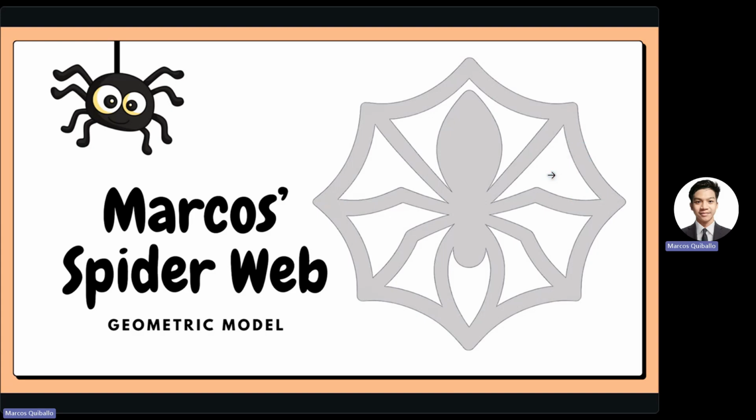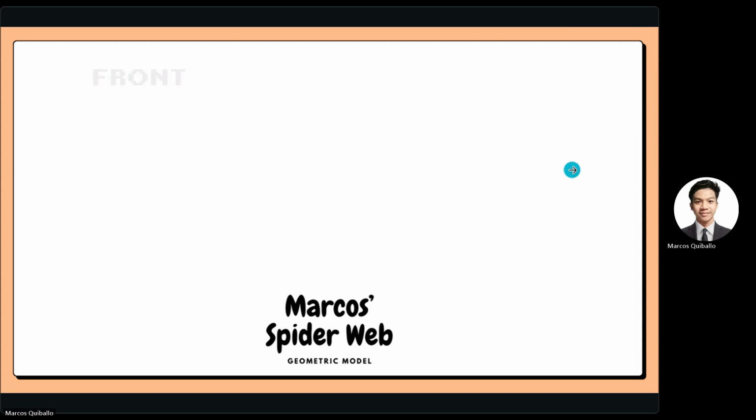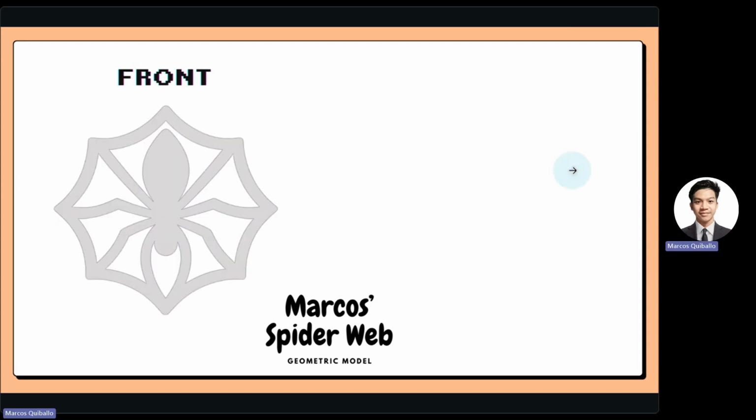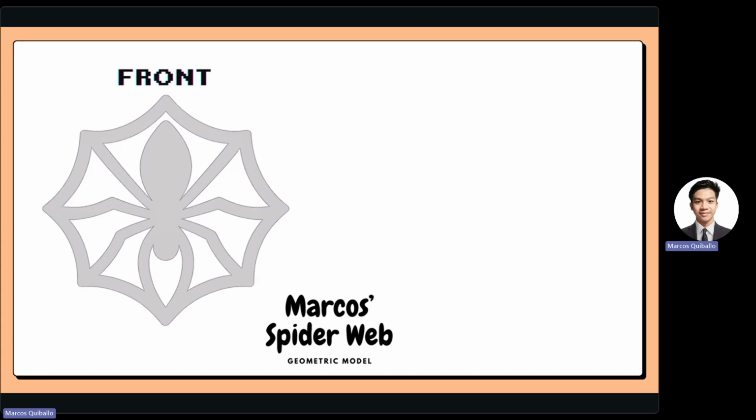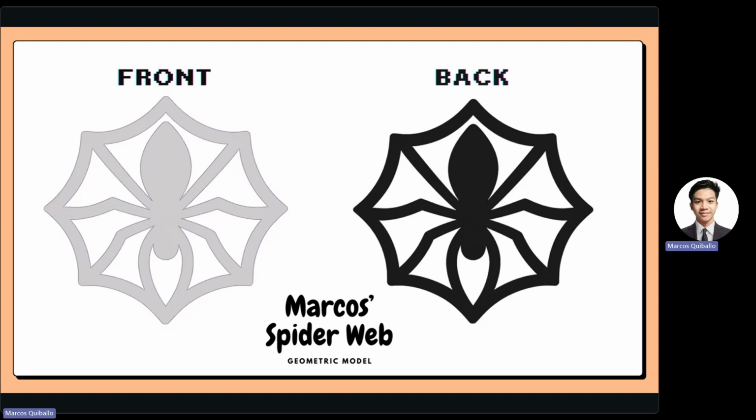As you can see in the slide, this is my geometric model. It is a combination of a web, and in the center, it has a spider. In the front of my geometric model, it is colored gray, and I use letters in the front. In the back, it is colored black, and in the back, I use numbers.